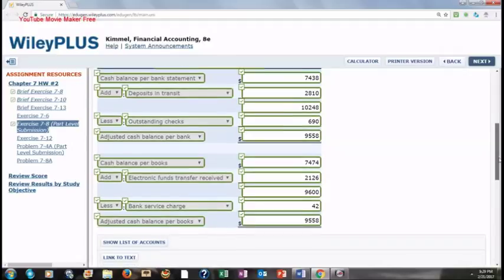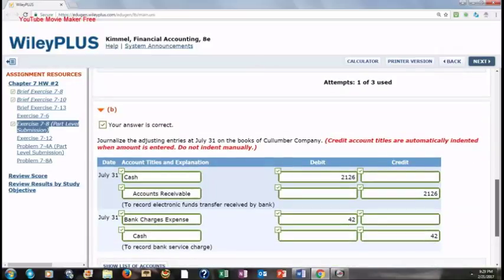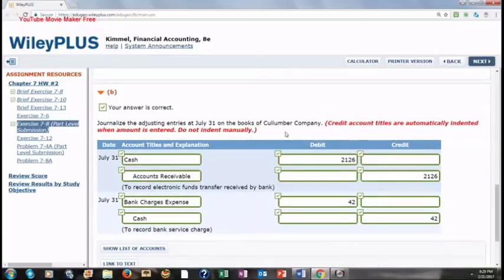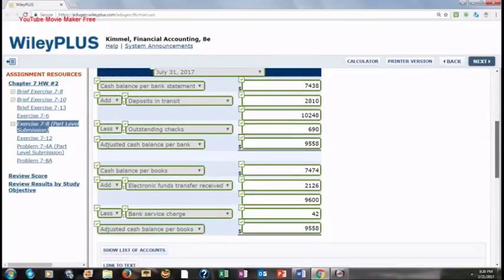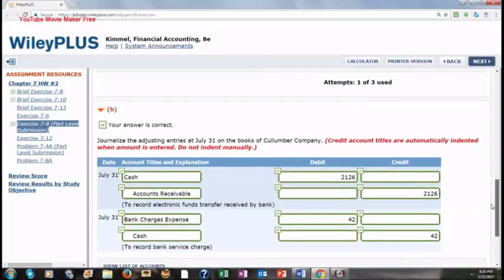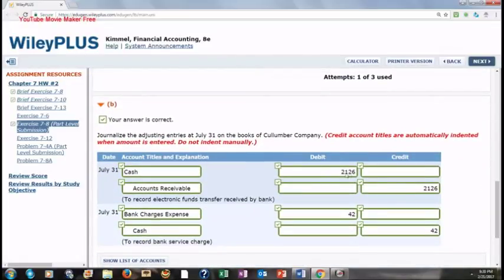9,558. The next thing that we were asked to do on this one is to journalize the changes to our books so that we can adjust our records to match the bank account. And the first thing we do is we debit cash for 2,126, and that is up here. That is the electronic funds transfer that we received in our bank account. So we are going to go over here and debit cash for 2,126 and credit accounts receivable for 2,126.